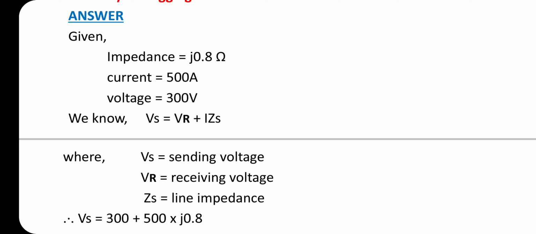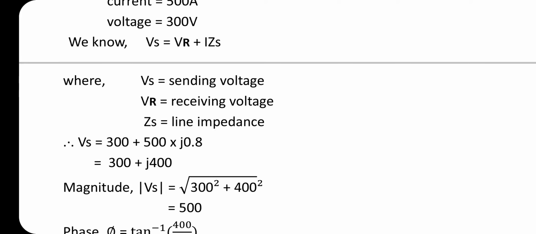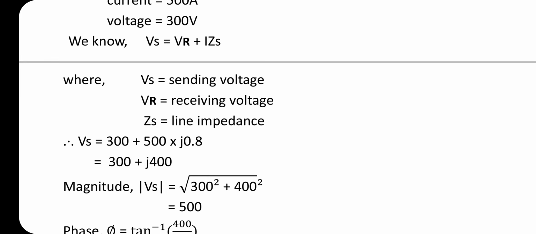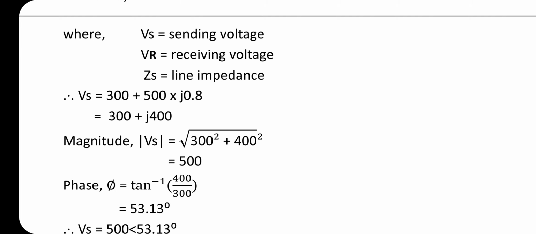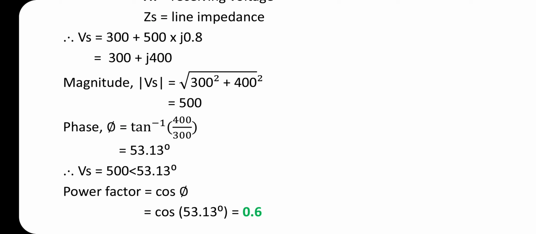We know Vs equal to Vr plus I Zs, where Vs is the sending voltage, Vr is the receiving voltage and Zs is the line impedance. Therefore, Vs equal to 300 plus 500 into j0.8, that is 300 plus j400. Magnitude equal to root of 300 square plus 400 square. We get magnitude as 500 and phase phi equal to tan inverse of 400 by 300.